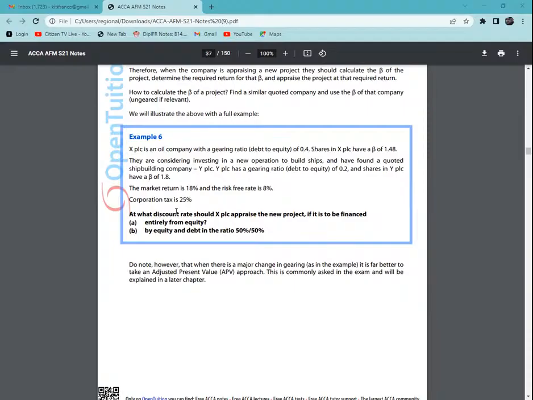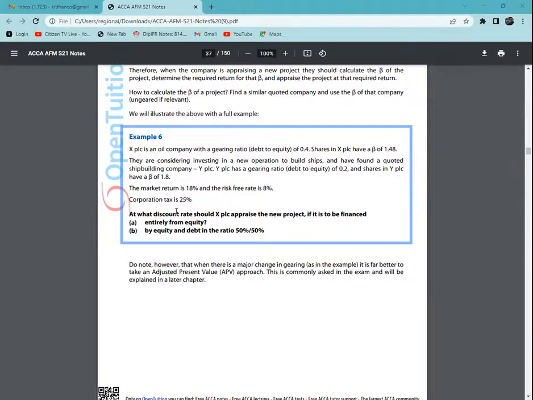Shares in XPLC have a beta of 1.48. They are considering investing in a new operation to build ships and have found a quoted shipbuilding company, YPLC. YPLC has a gearing ratio of 0.2, and the shares in YPLC have a beta of 1.8.